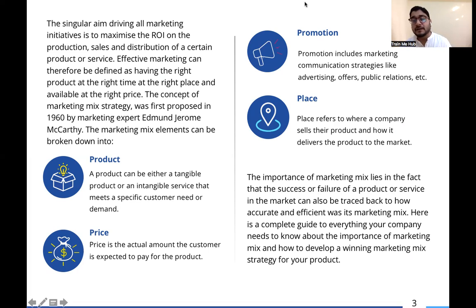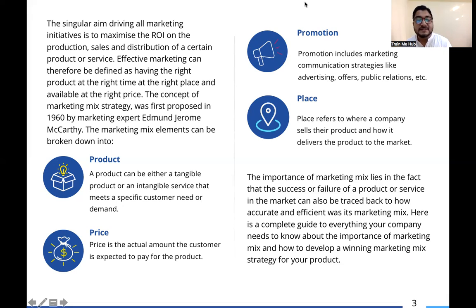When we talk about the product, a product can either be a tangible product or an intangible service that meets a specific consumer need or demand. Here it's very important that if you're a marketer or a campaign specialist, you understand the product that your advertiser is selling. And if you're an advertiser, it's very important for you to understand what particular product you are trying to market or sell.